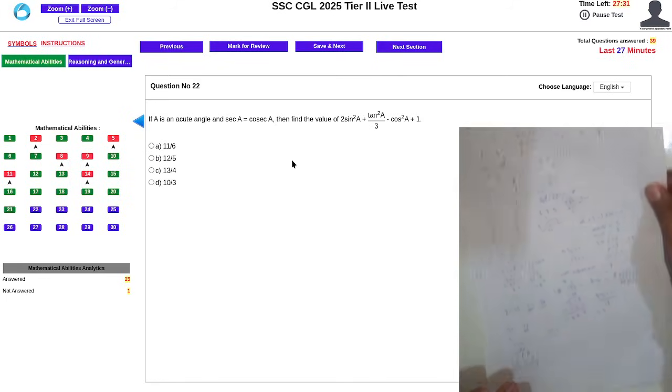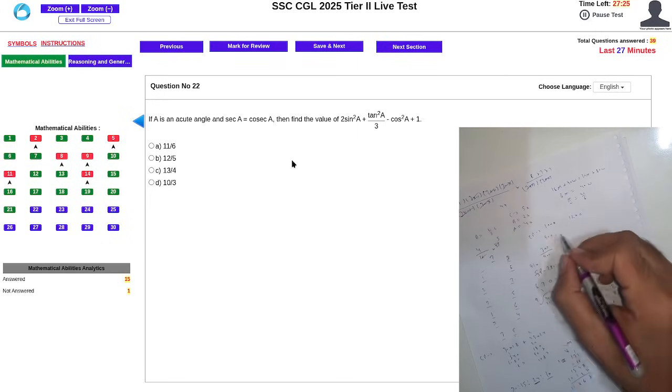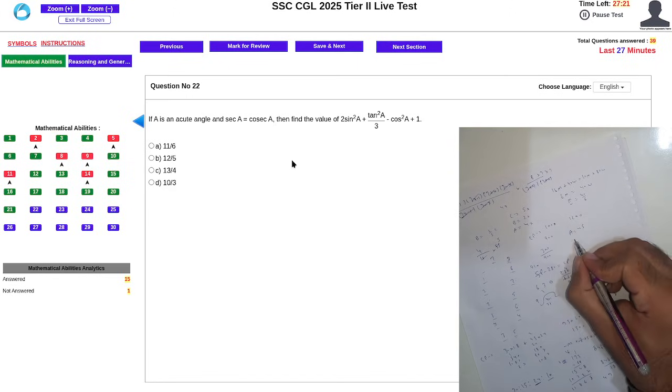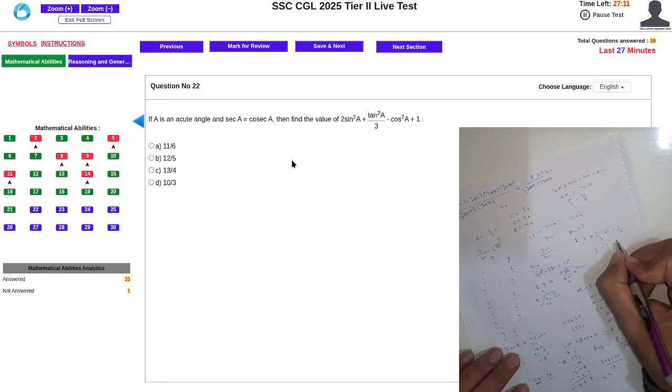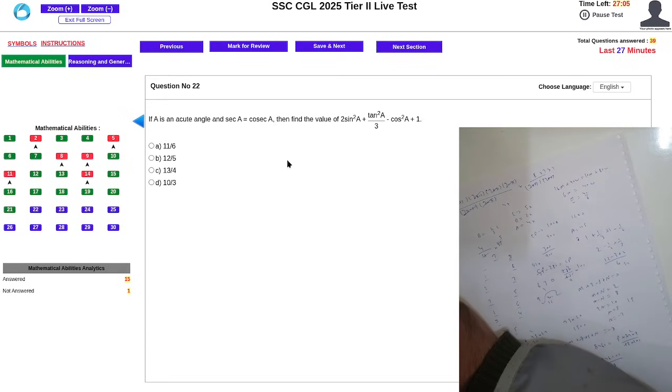If A is an acute angle and secant A is equal to cosecant A, meaning A is equal to 45 degrees, and the value of 45 into 2, so 1 plus 1 by 3 plus 1 minus 1 by 2, 2 minus 1 by 2 plus 1 by 3, 6 and minus 3 plus 2, which is 11/6.